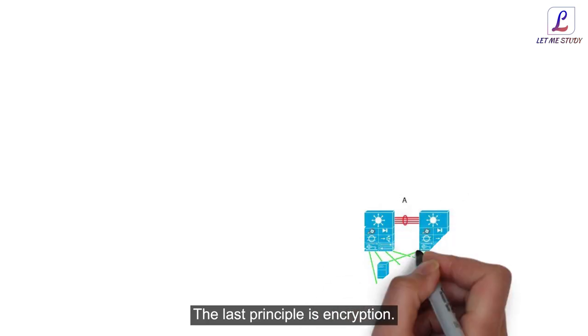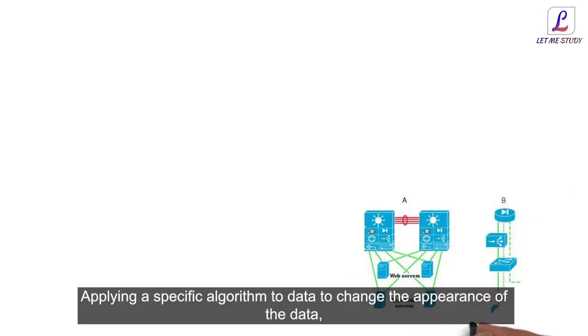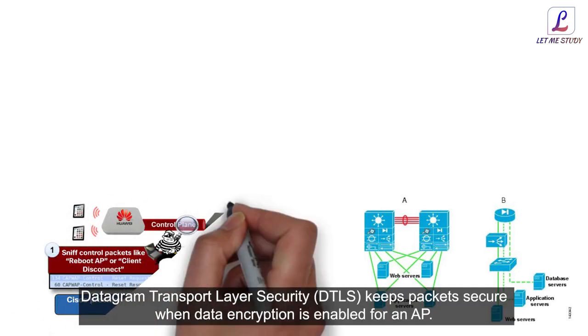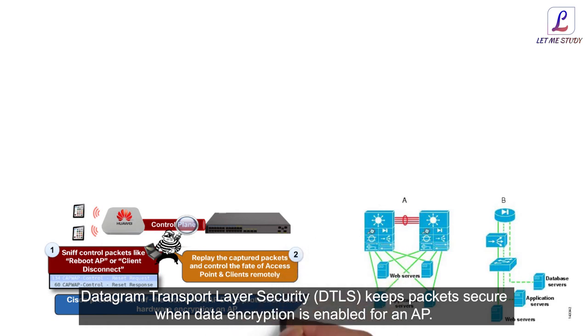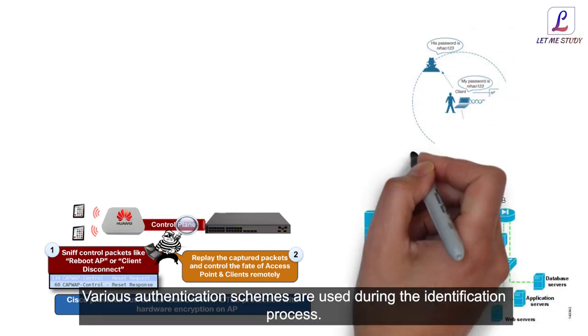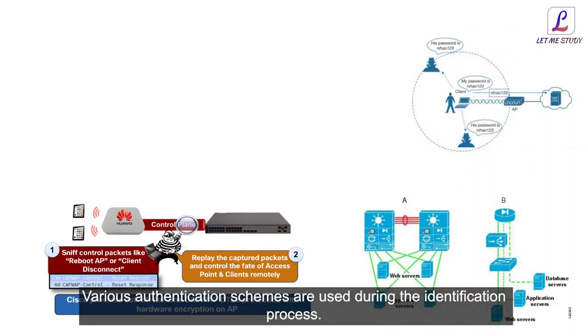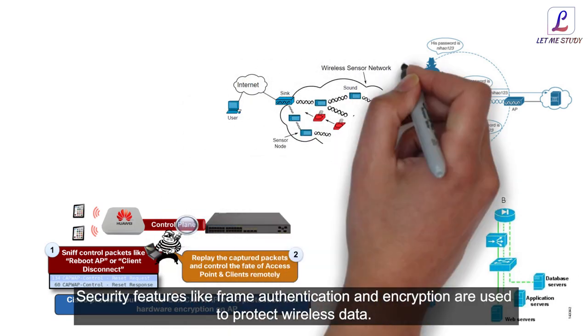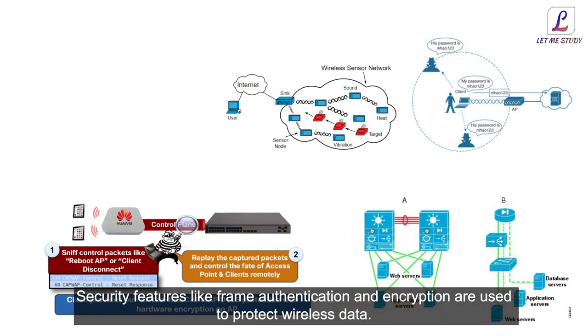The last principle is encryption. Encryption is applying a specific algorithm to data to change the appearance of the data, rendering it incomprehensible to those who are not authorized to see the information. Datagram Transport Layer Security, DTLS, keeps packets secure when data encryption is enabled for an AP. Various authentication schemes are used during the identification process. Security features like frame authentication and encryption are used to protect wireless data.